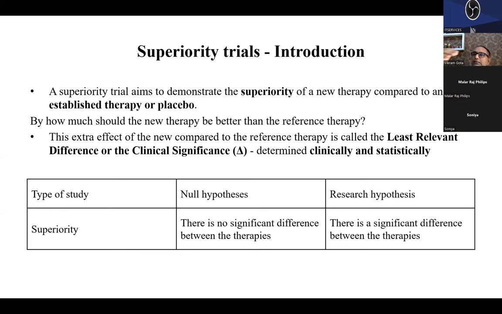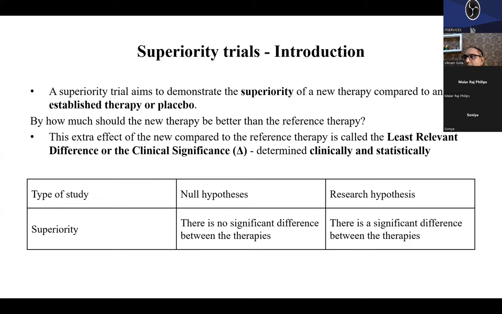So therefore, you should always set a delta which is clinically meaningful. For example, you as an oncologist will decide what is meaningful. If the standard treatment has a recurrence-free survival of 12 months, what improvement over that is clinically meaningful? Is 14 months good enough? 15 months good enough? Or should it be 20 months? Or should it be 25 months? Whatever it is, you are the best judge. Based on that, you will determine the delta. This is called the least relevant difference or the clinical significance. Anything below that is not significant.